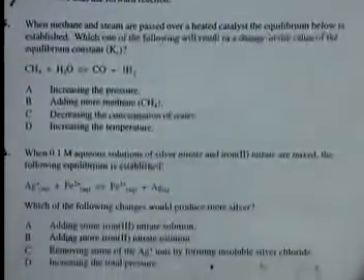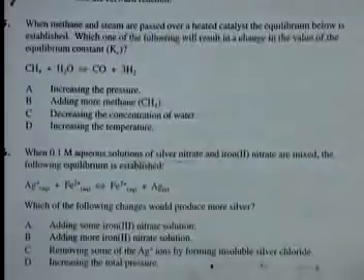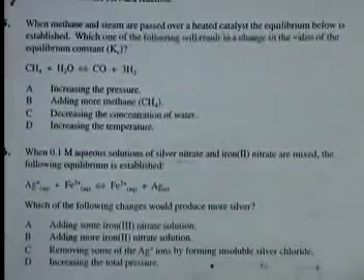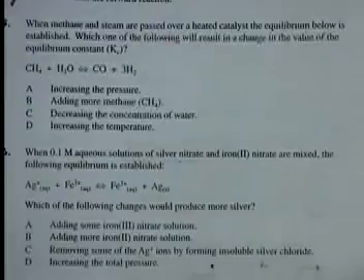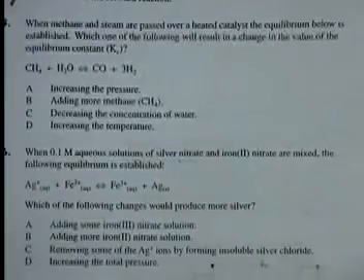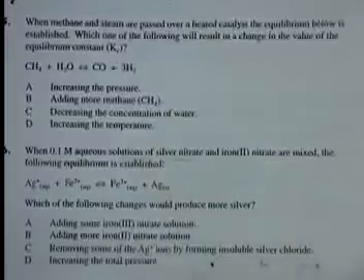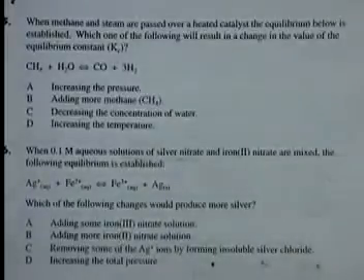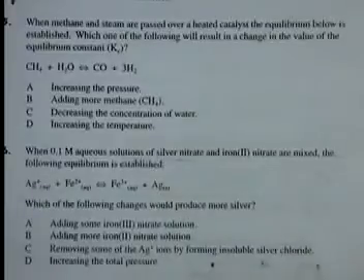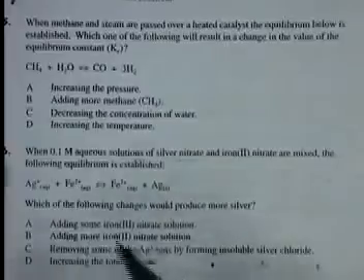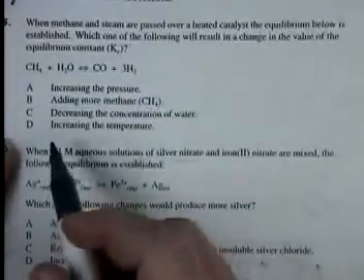Number 5 says, when methane and steam are passed over a heated catalyst, the equilibrium below is established. Which one of the following will result in a change in the value of the equilibrium constant, K sub C? Pause the video and see if you can answer the question, and we'll come back in a moment. Okay, hopefully you've had a moment to read the answers and come up with your own answer.